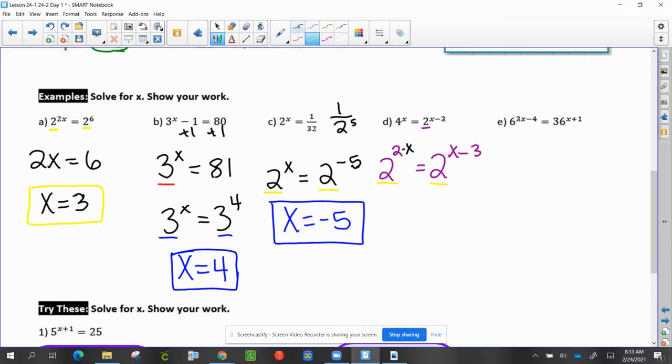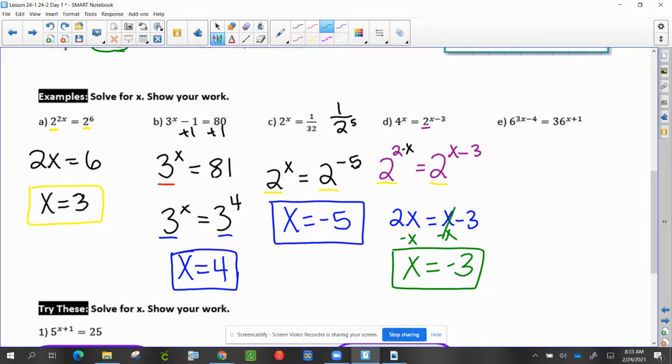Now that my bases are the same, I can drop the bases and equal my power. So 2x is equal to x minus 3. We have variables on both sides here, so I'm going to subtract this x to the left side. So 2x minus x would be 1x. We have negative 3 left on this side, and that is solved for us. So the solving part that we're doing is not hard. It's just knowing how to kind of set up the equation. That takes some work. So I'm going to show you one last one in E.